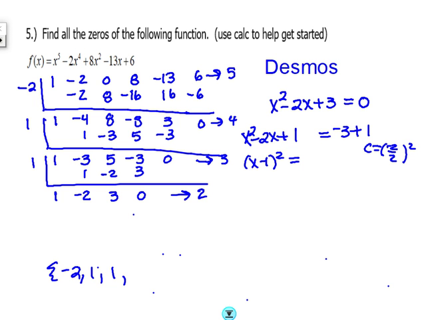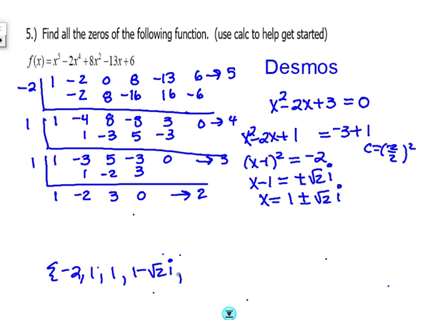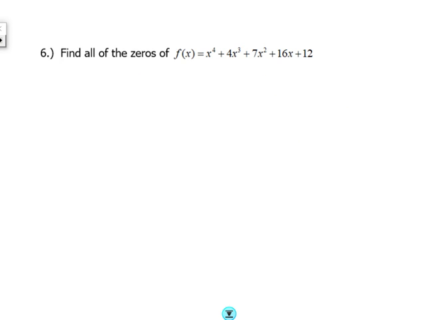Factor, add, square root both sides. All right, I'm going to get square root of 2, and because it's negative, I get an i. So my other 2 solutions are 1 plus or minus the square root of 2i. So 1 minus the square root of 2i, and 1 plus the square root of 2i. Okay? All right, let's do one more like this.